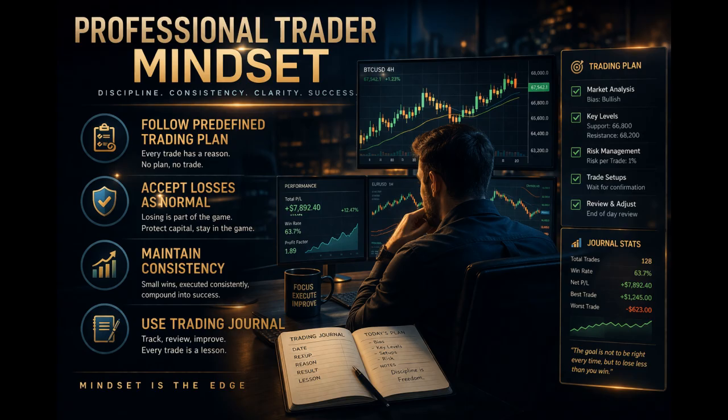Developing patience in trading. Patience is one of the most important psychological traits for successful trading. Financial markets do not provide profitable opportunities continuously. Traders must wait for specific market conditions that match their strategies.